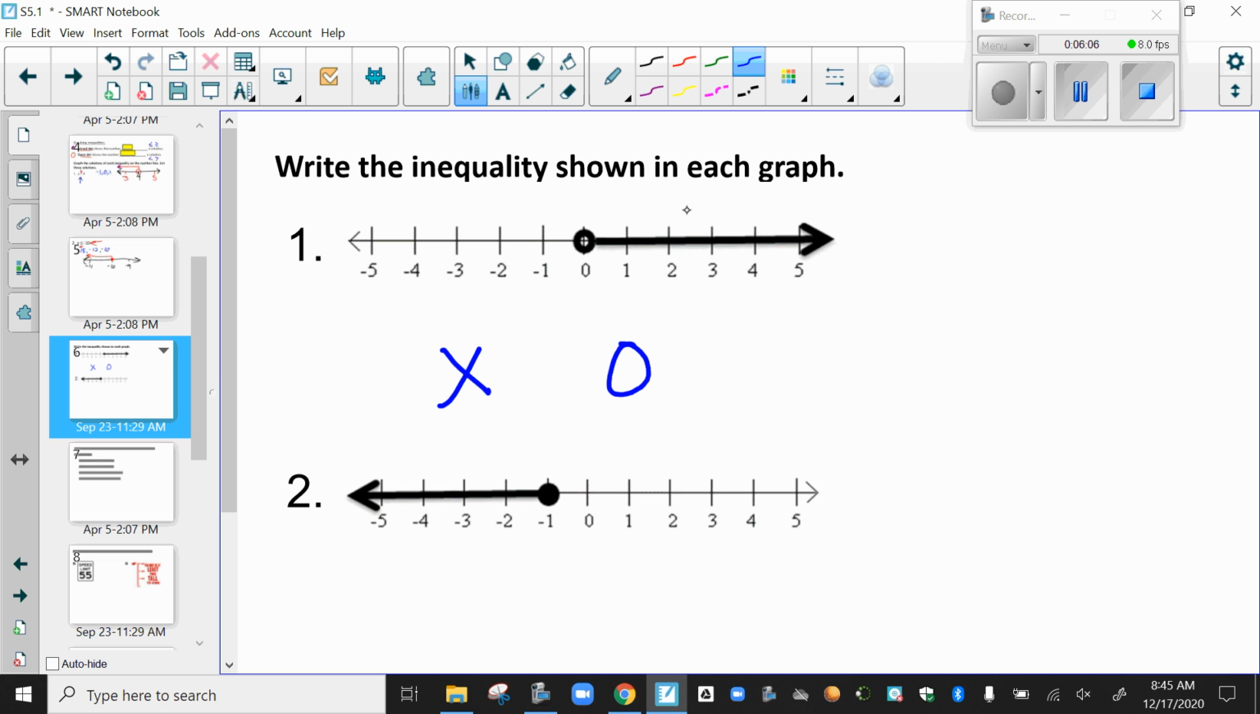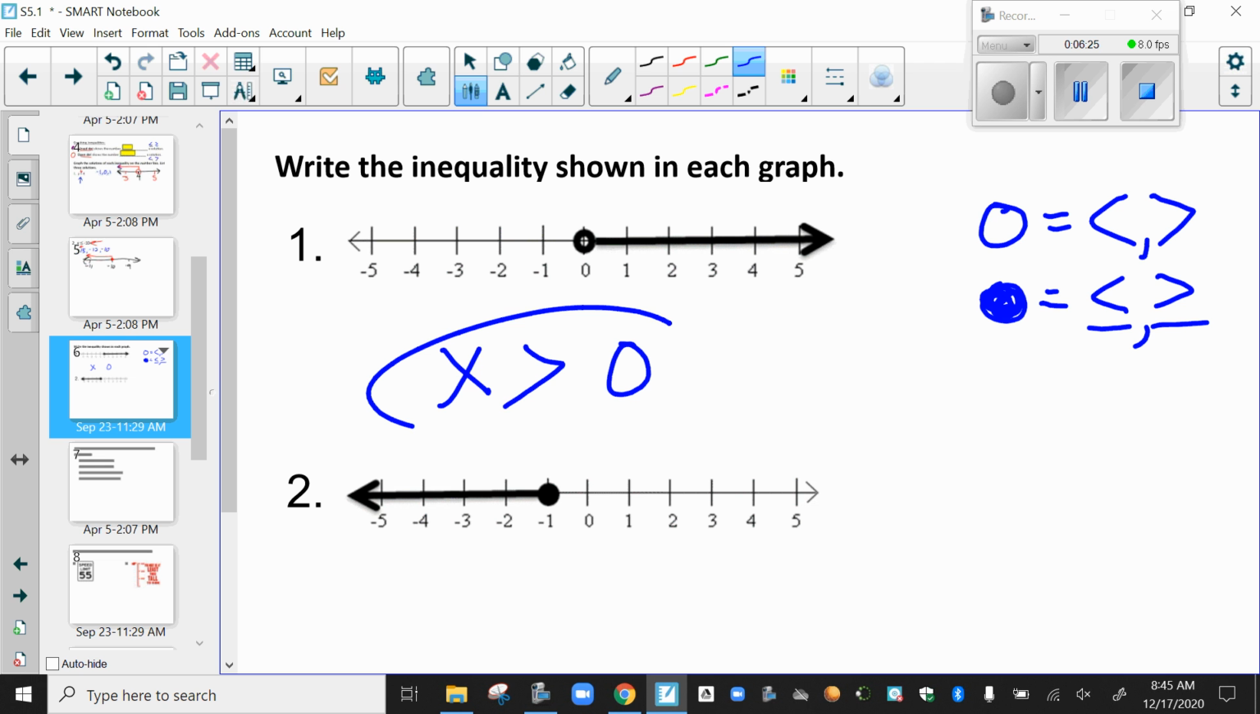I'm going to say, is it an open circle? So I might want to use less than or greater than. If it's a closed circle, I'm going to want to use less than or equal to or greater than or equal to. All right? So that looks like an open circle to me. My x is on the left, so my arrow is going that way, so I'm going to have a line going that way. X is greater than 0. And that's true. Look, 2 is on my line. 2 is greater than 0. It's a way to check.